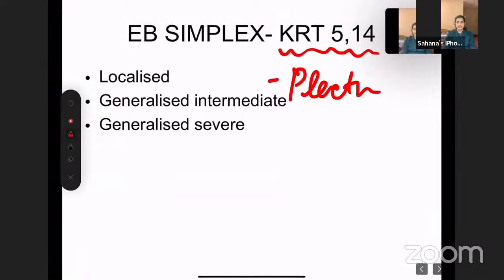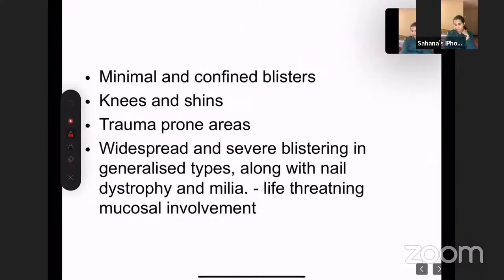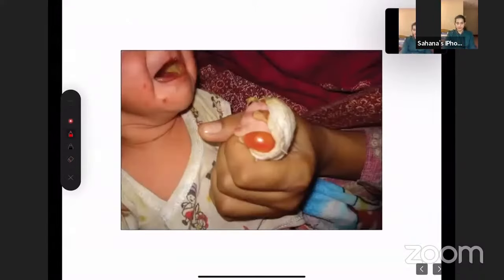So it's of two main types: localized and generalized. Again, generalized has generalized intermediate and generalized severe. Okay, before I tell you about this, let me just show you some images. This is a classical child of epidermolysis bullosa simplex, misdiagnosed by most pediatricians as something as simple as an insect bite, but it is not so. The child usually presents with a tense, fluid-filled blister or swelling. Usually it affects one of the fingers or the extremity. So this is the usual presentation.